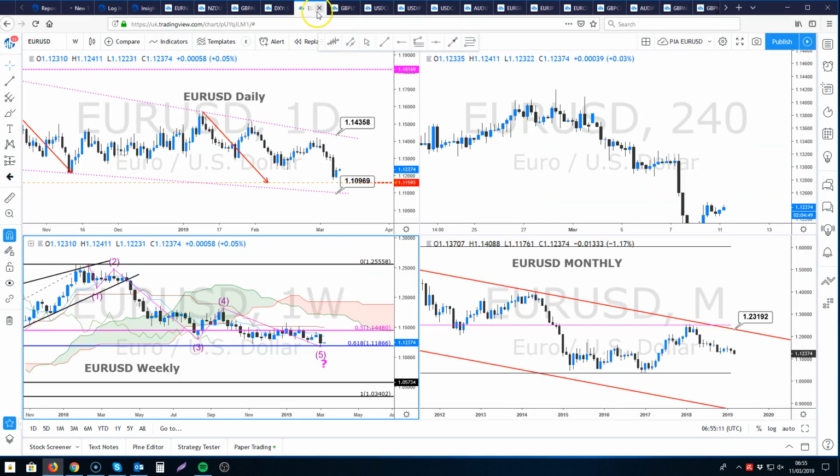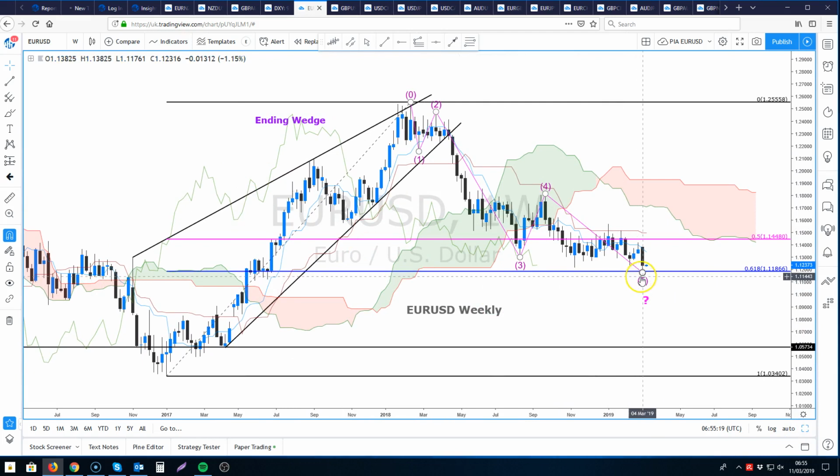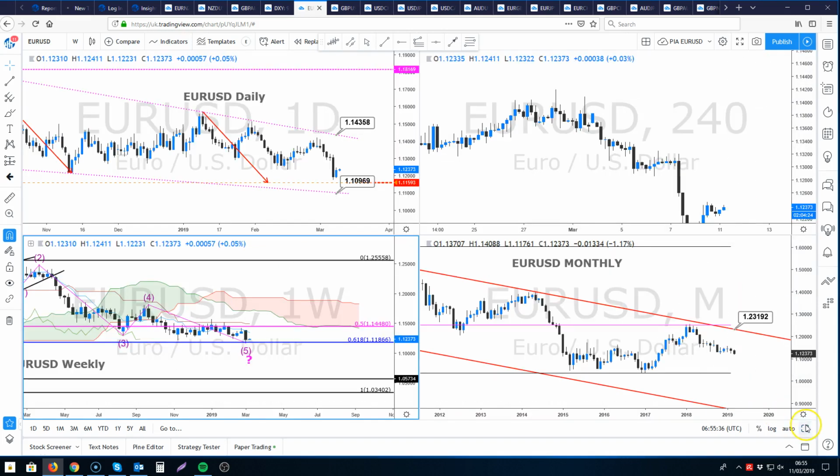So let's look at euro dollar. I think the most important chart this week is probably here. We've reached the 61.8% Fibonacci pullback level. Is that a 5-wave count? It's very disjointed. I think this factor is far more important. So we've moved down, we've stalled at that 61.8% Fibonacci.